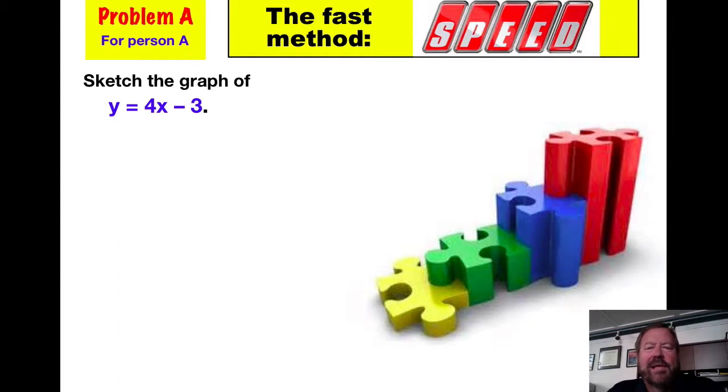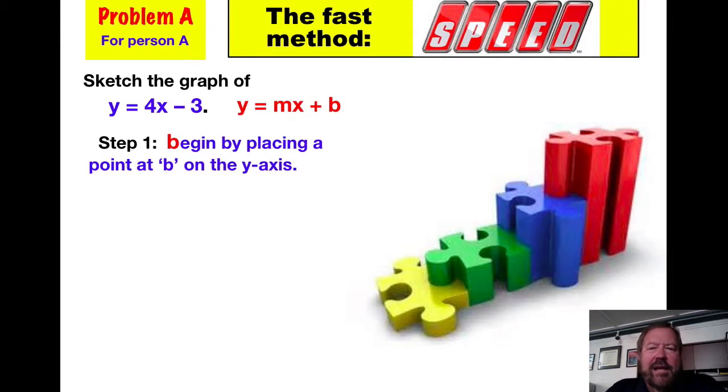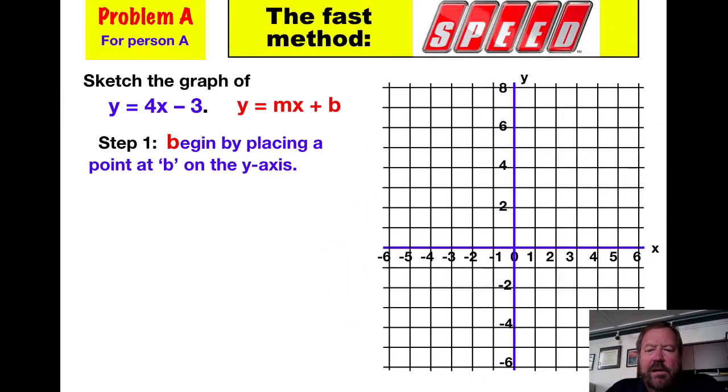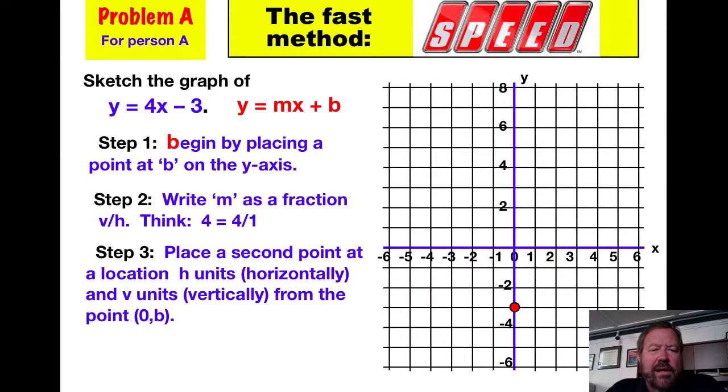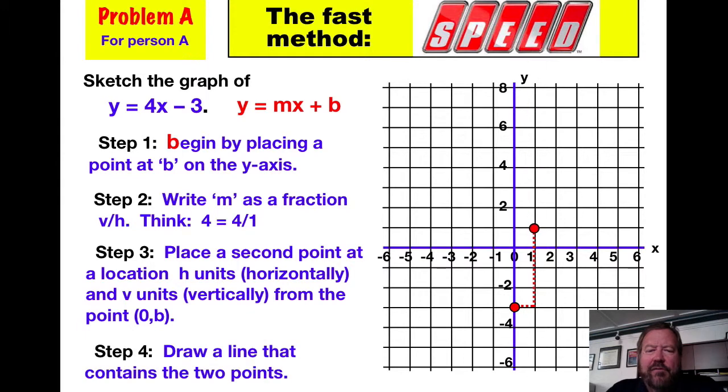So when problem A is done, then the teacher would address the class and say, okay, can I have a volunteer, someone who worked problem A, to lead us through the solution? And notice that again on the slideshow we have the solution. Begin by placing a point at B on the y-axis. Write m as a fraction. 4 equals 4 over 1. And then place a second point from that y-intercept by going 1 point horizontally and 4 points vertically. And then place your second point and draw your line.